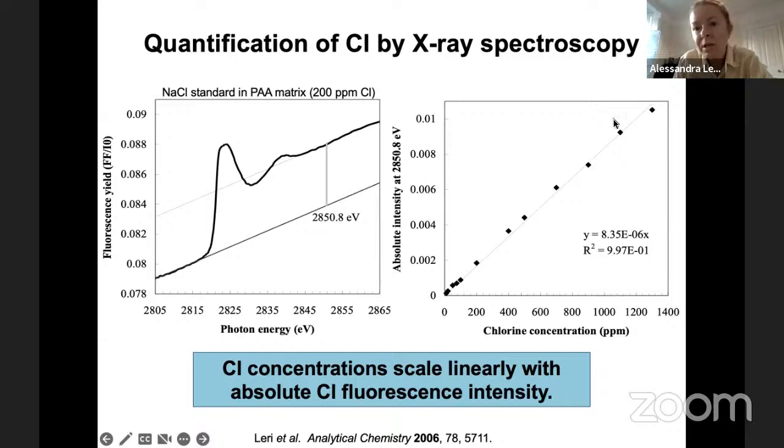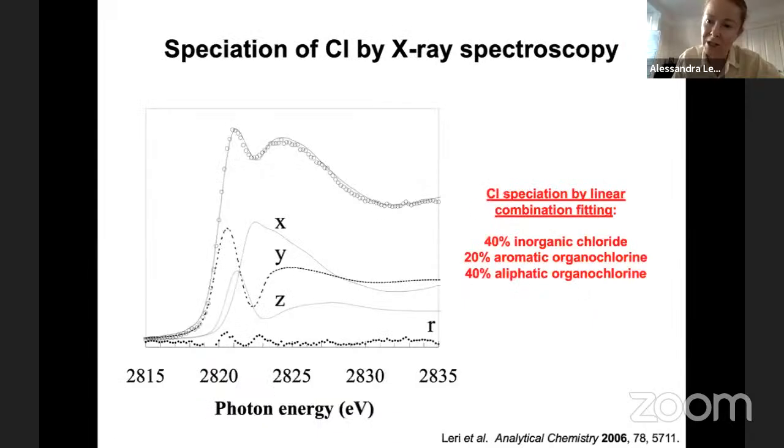So here I'm showing you a calibration curve from chlorine standards made with sodium chloride in a matrix of polyacrylic acid. And they were made very carefully at different concentrations. And you can see this nice linear relationship between that absolute intensity as measured like this and the chlorine concentrations. So that means we can use synchrotron X-ray absorption spectroscopy not only to tell the speciation of chlorine, but to tell the concentration in samples, assuming we prepare them with uniform bulk density.